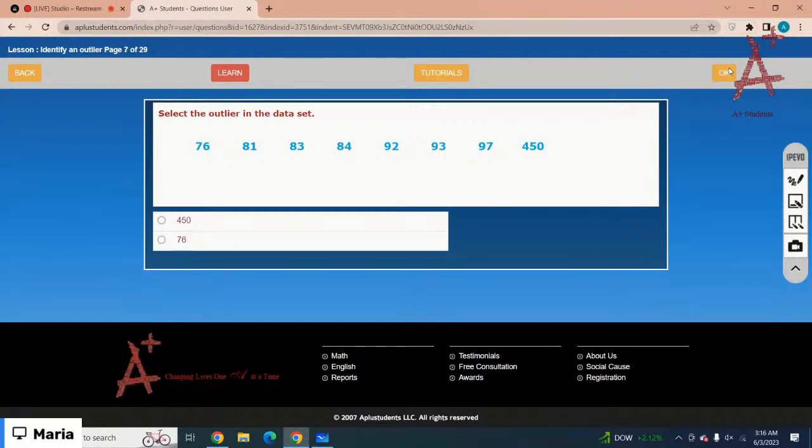Okay, select the outlier in the given data set. So which is the correct option? That would be 450. Got it.